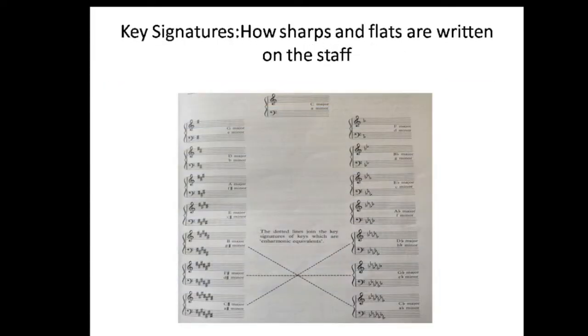Key signatures, how sharps and flats are written on the stave. So you can see that a C major does not have any sharps or flats. A G major has one sharp. An F major has one flat. A D major has two sharps, which is F sharp and C sharp. B flat major has two flats, which is B flat and E flat. So on and so forth. This is how sharps and flats or accidentals are written for each scale on the stave.